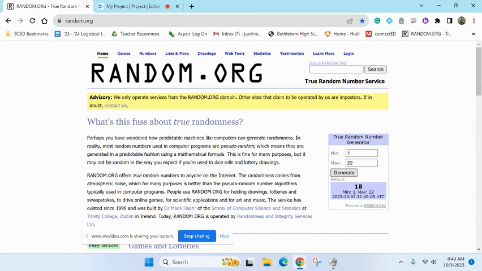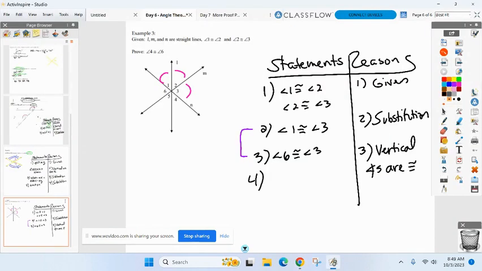Lily? 3. Well, I got that. 3 and 6. I have 1 and 3 and 6 and 3, so that makes 6 and 1, not because they're vertical, but by substitution. I'm showing you this proof because you have multiple substitutions in here. You can't just do this proof with one substitution only.